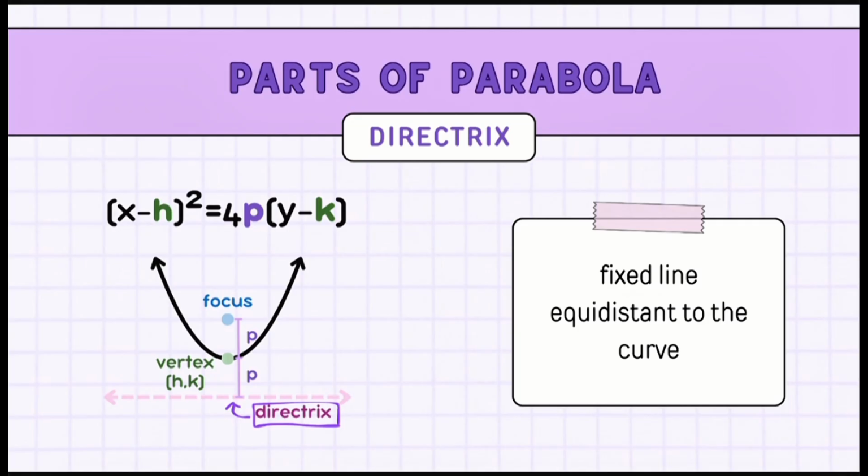Directrix. The directrix is a fixed line, equidistant to the curve. Also take note, the directrix is perpendicular to the vertex. The directrix is really important because it will help us to determine the orientation of a parabola. If our directrix is horizontal, our parabola will open up or down. If our directrix is vertical, our parabola will open left or right.